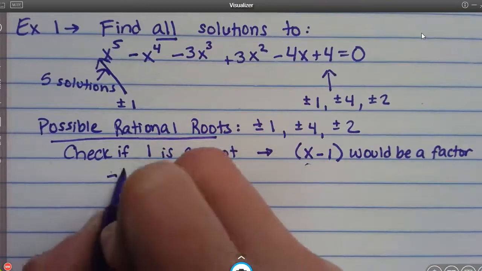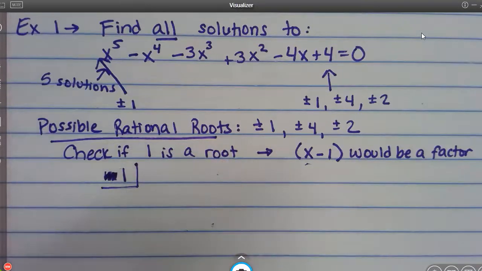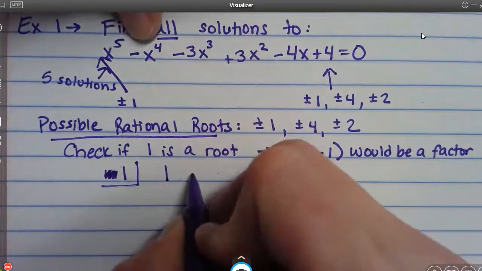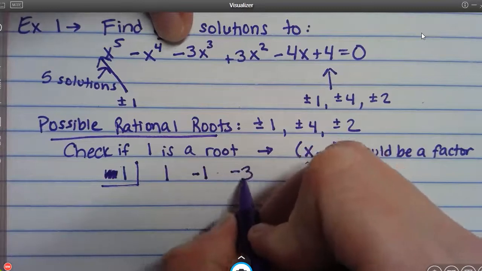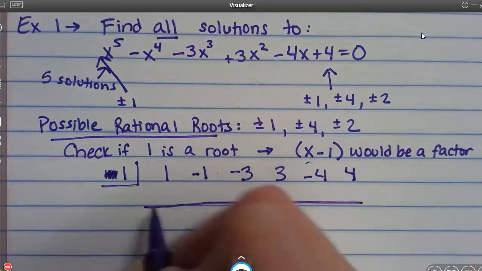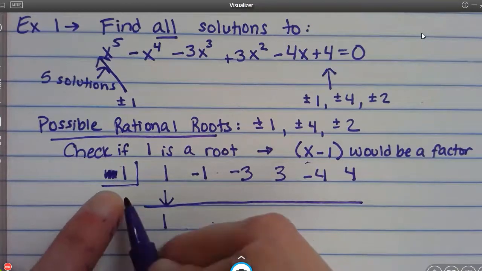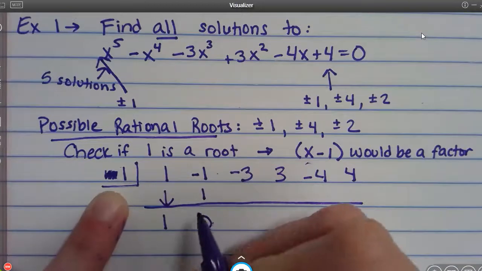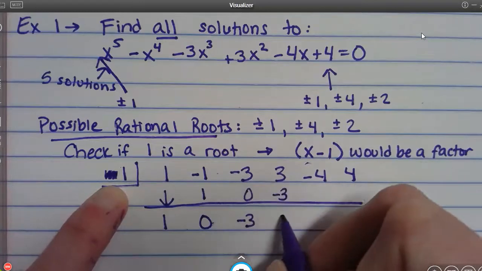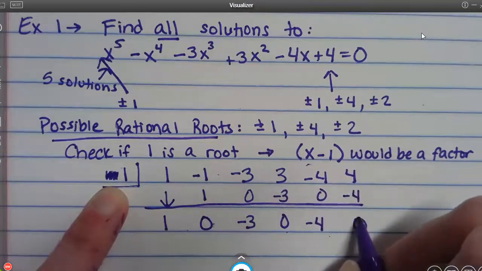So the opposite of this number is going to go in my box. Oops. I see a minus 1 there, so 1 goes in my box. And then my coefficients go across the top. We have 1x to the 5th, negative 1x to the 4th, negative 3x cubed, 3, negative 4, and 4. And we do our synthetic division. 1 times 1 is 1. We add straight down. 0 times 1 is 0. And then negative 4 times 1 is negative 4.